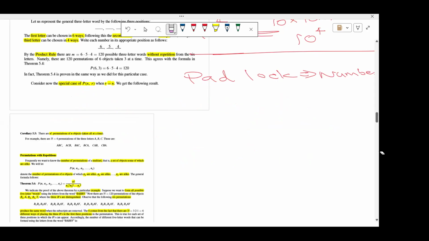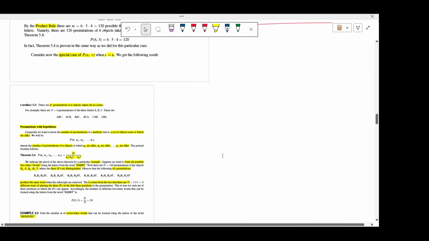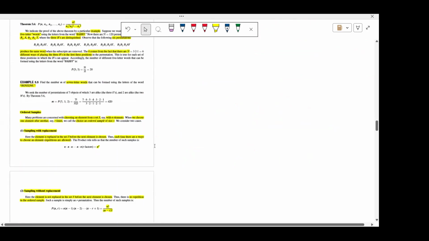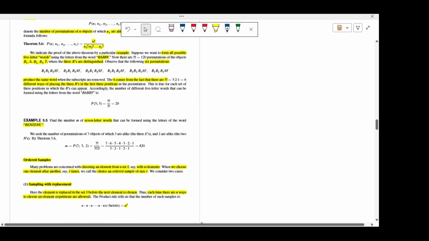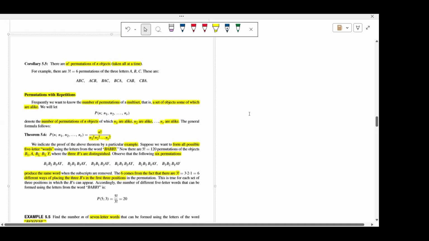If you are giving priority for the orders, then we need to utilize the permutation. If you are not giving priority for the order, we need to utilize the combinations, right? So keep in mind that one. These are the two types we discussed last class. Now I will introduce some other types of questions. Up to now, you know two types.